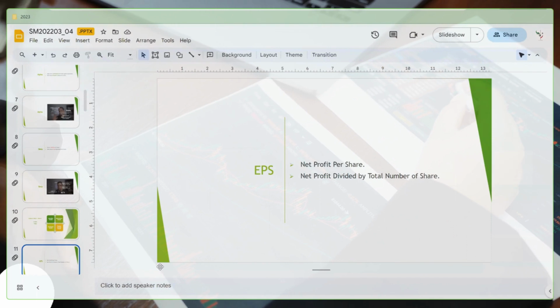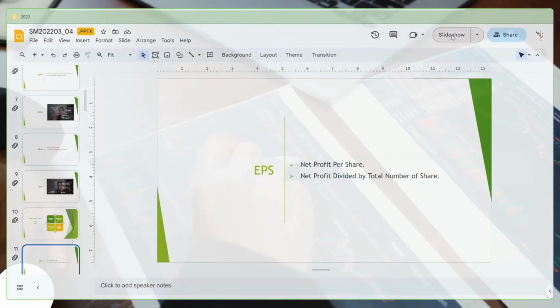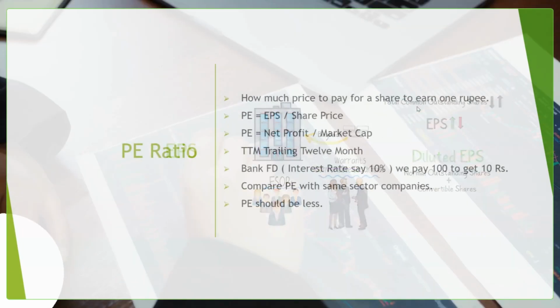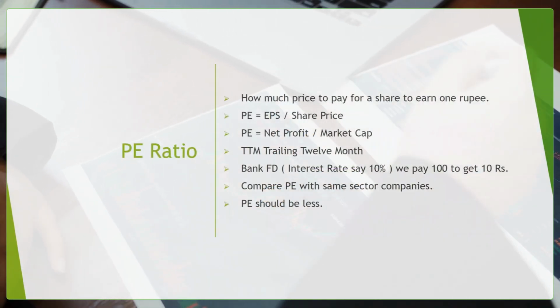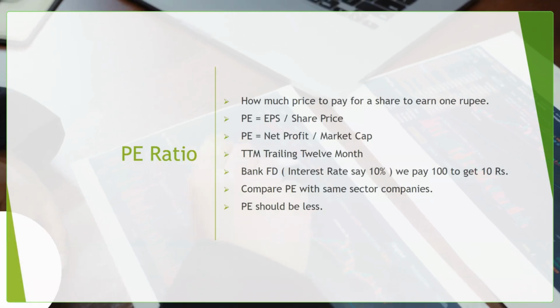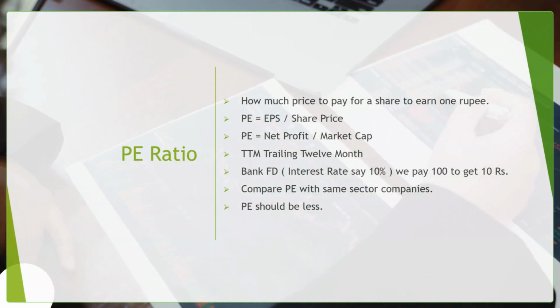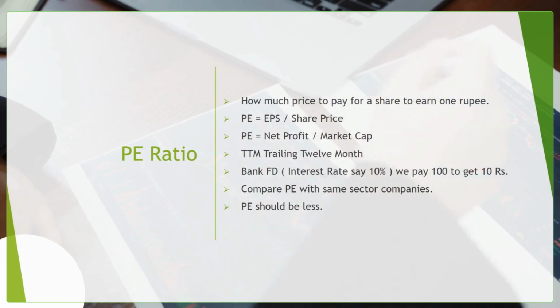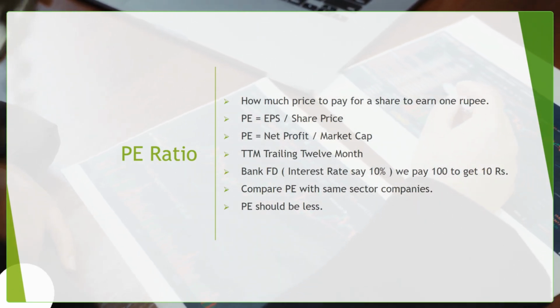Okay, so that is about EPS. Then comes the P ratio. P ratio is called price to earning ratio, and everyone who is investing looks for it. P ratio is one of the important factors.